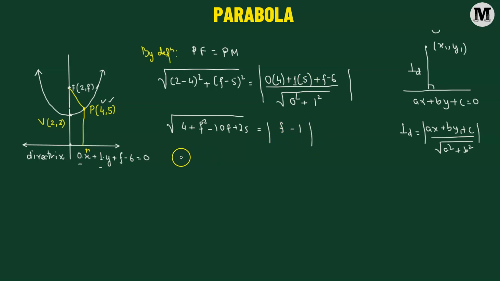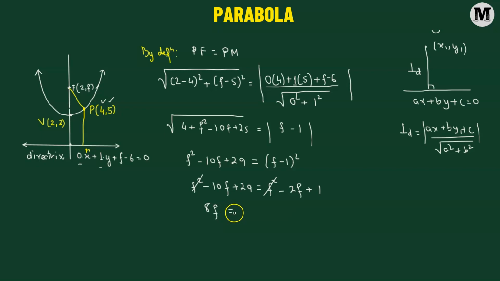So further simplification is going to give us, so we'll square both sides. So we have f squared minus 10f plus 29 equals f minus 1 whole square. So f squared minus 10f plus 29 is equal to f minus 1 whole square. That gives us f squared minus 2f plus 1. So here we can cancel out f squared from both sides. And we can combine negative 10f and negative 2f to get 8f. This will be equal to 29 minus 1, that's 28. So f will be equal to 7 over 2. So we have successfully obtained the value of f.